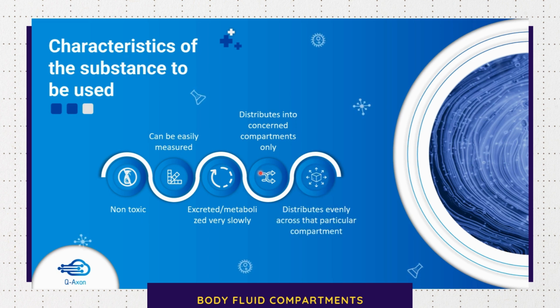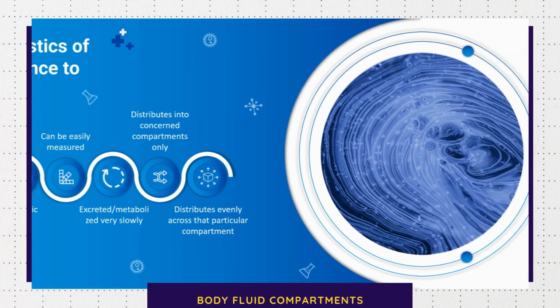Okay. And finally, it should distribute evenly across compartments, as we saw in the previous picture how evenly it is distributed. This is important because when we take out a sample from one particular region, that concentration should be representative of the concentration in the entire compartment. It should not be that at one place it is more and at another place it is less. Okay. So it should distribute evenly across compartments.